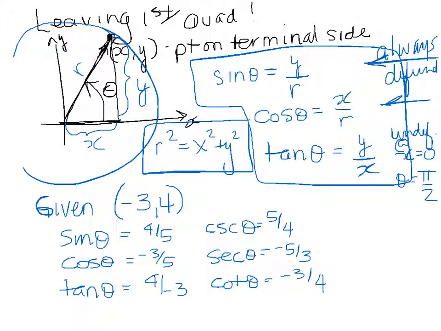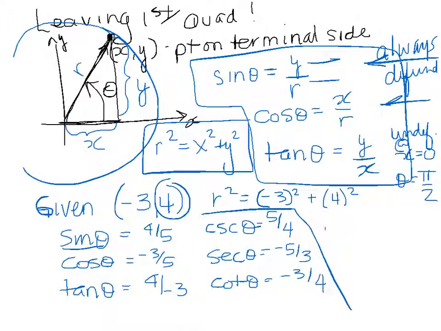All right, looking at sine theta. Sine theta is y over r. So the y is 4, and I have to figure out the r. So r squared is (-3) squared plus 4 squared. So r squared is 9 plus 16. r squared is 25. r is equal to 5. We don't do the plus or minus, we want the positive. So r is 5. That allowed me to finish my sine, y, 4, over 5 for the r.